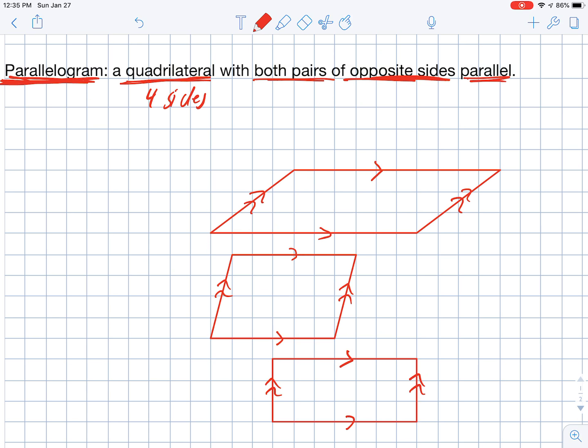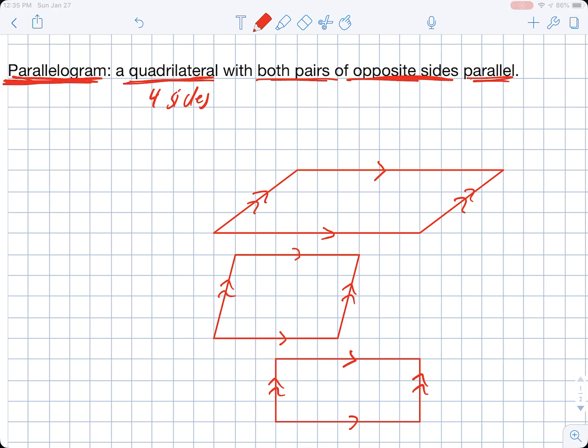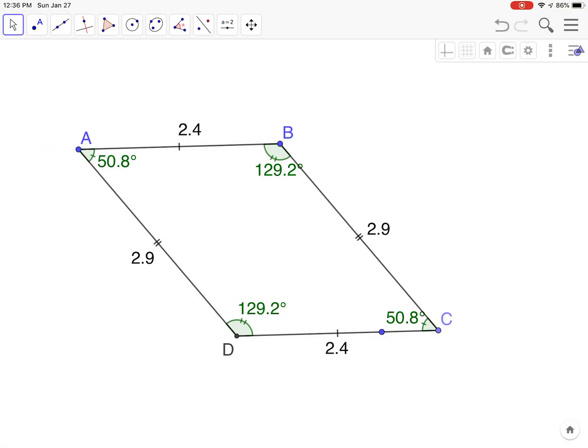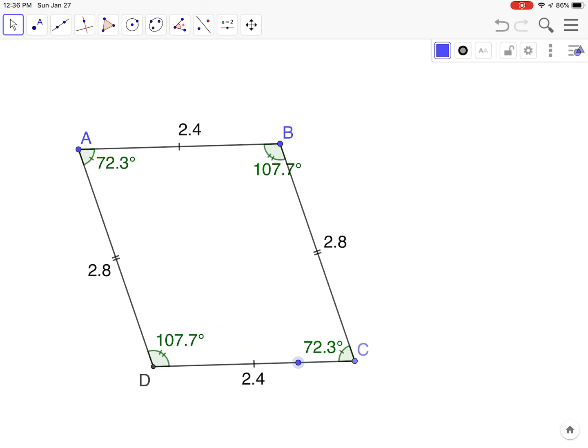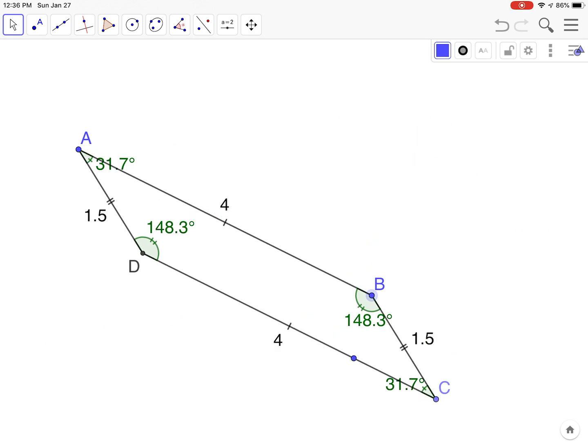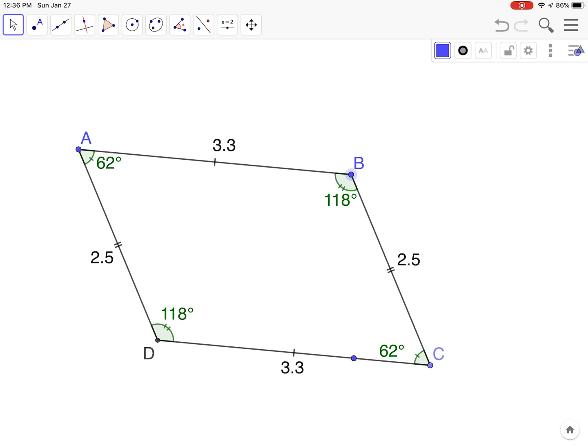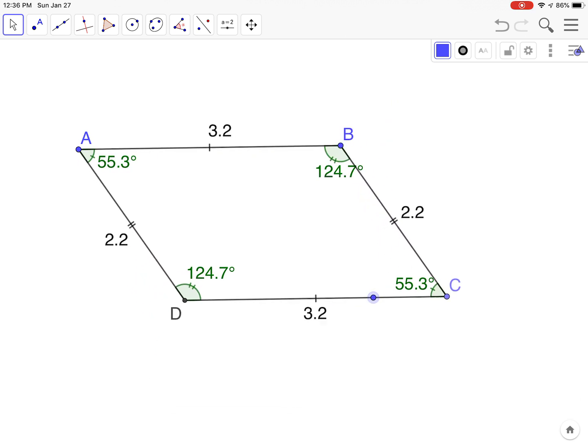Now what we're interested in is, are there other things that have to be true whenever you have a parallelogram? And of course the answer is yes. So we're going to explore a parallelogram here. All I've done is set this up so that no matter what I do to this figure, the opposite sides stay parallel. I can move things all around, but no matter what, it stays a parallelogram.